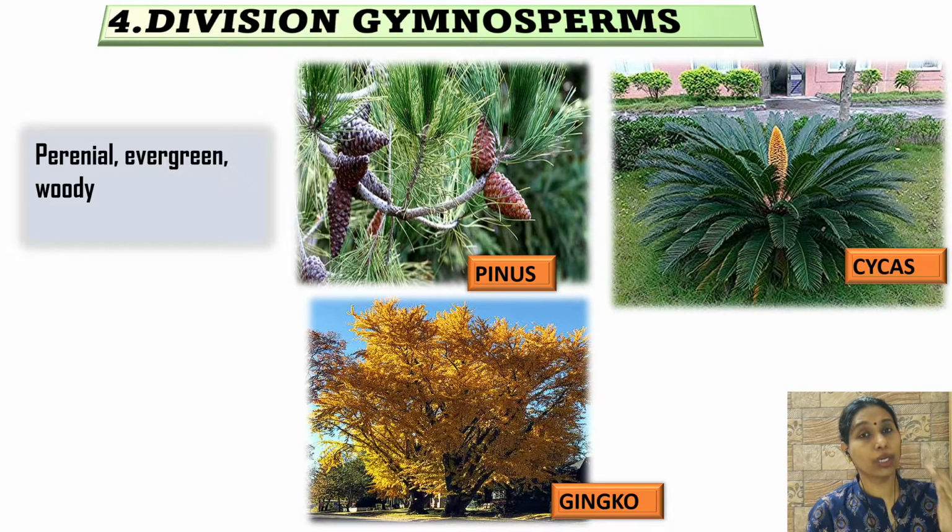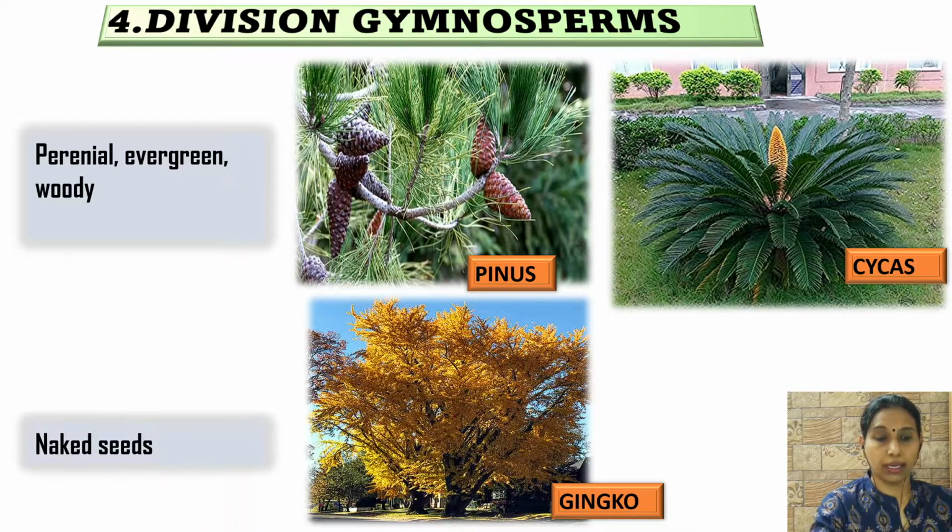When you learned about the thallophytes, bryophytes, and pteridophytes, they had a very short lifespan. They completed their life cycle in 1 or 2 seasons. But division gymnosperms and the last division angiosperms have plants which are perennial in nature. Perennial means living for many years. They are evergreen and have a woody stem.